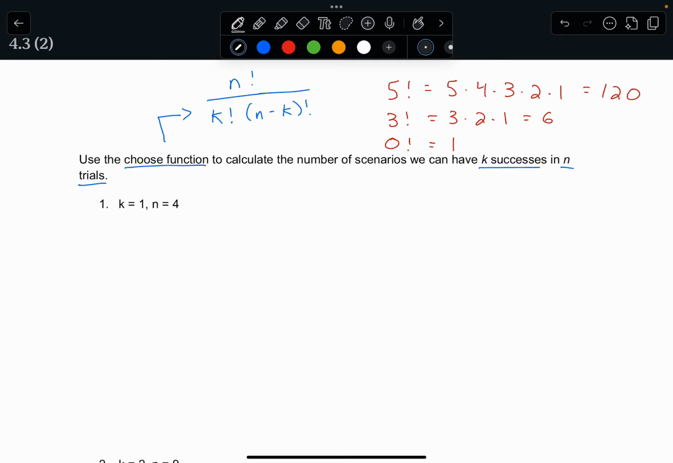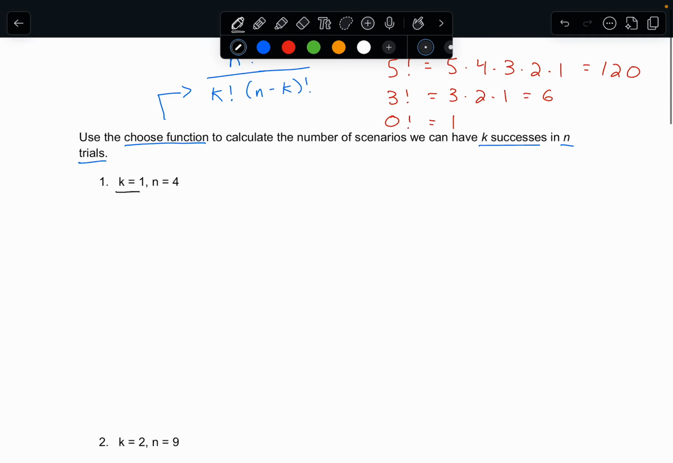But we're just going to practice using this choose function and working with it. If you're careful with how you write these problems out, they actually condense, and we should be able to cancel a lot of stuff, which will make our calculations much easier to work with.